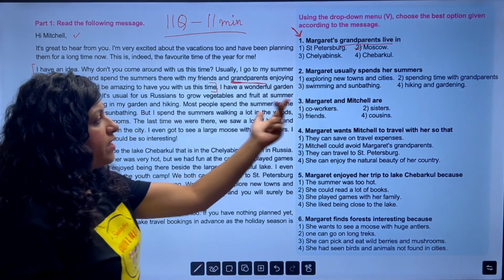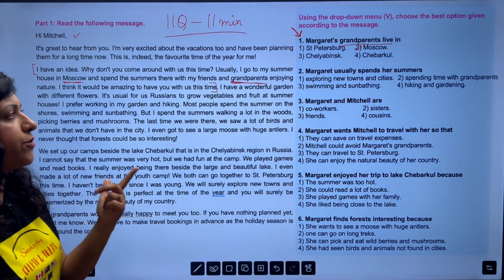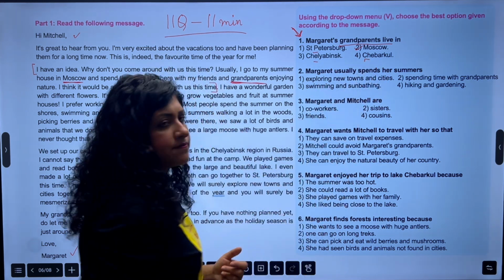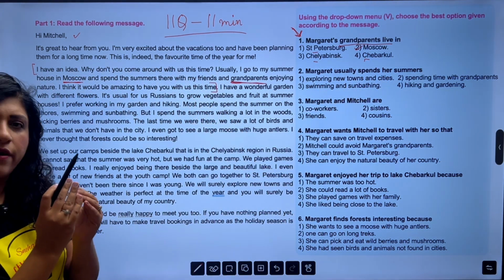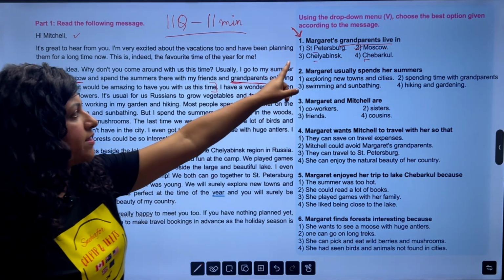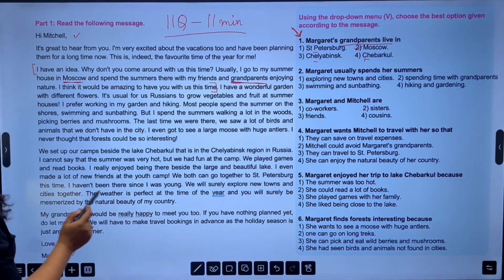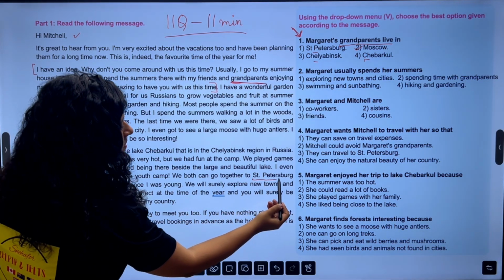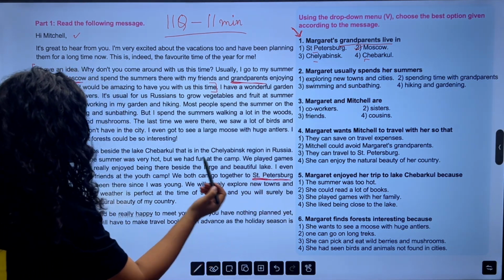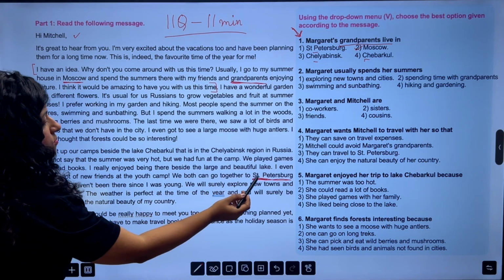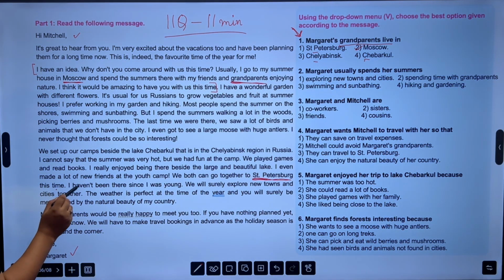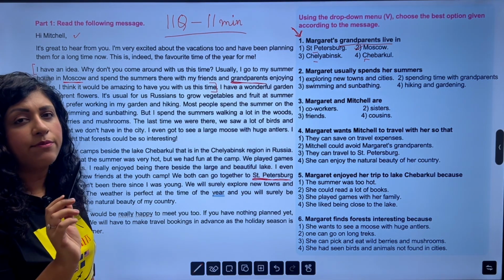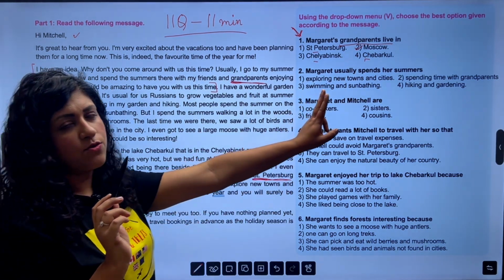And if you think it's still confusing to you, what you can do is look for the other options in the text, if they are related to grandparents or not. So if I look at St. Petersburg, I again scan the text for St. Petersburg and I find it here. Here she is saying that we both can go together to St. Petersburg this time. I haven't been there since I was young. So here she has not mentioned anything about grandparents. So her grandparents, they don't live in St. Petersburg.